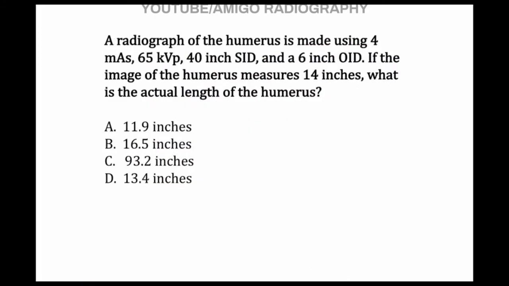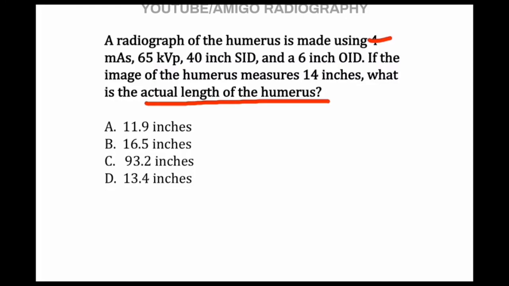1.75. Here's another question. A radiograph of the humerus is made using 4 mAs, 65 kVp, a 40-inch SID, and a 6-inch OID. If the image of the humerus measures 14 inches, what is the actual length of the humerus? So we're given a lot of information here, but the main thing we ultimately want to figure out is what is the actual length of the humerus. There's a lot of information here that is not necessary to know.